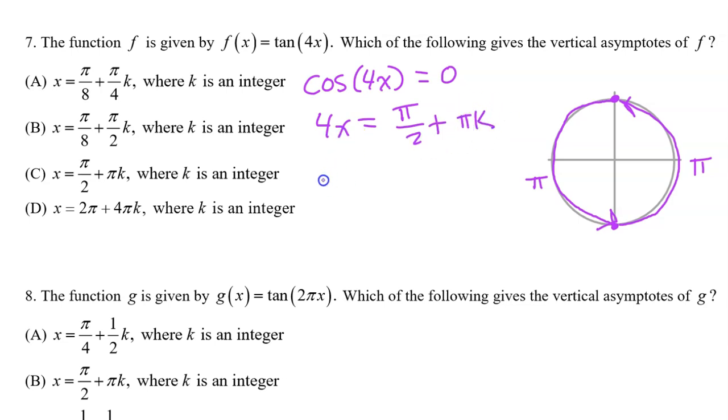Now we need to isolate the x by dividing everything by 4. Dividing 4x by 4 just leaves x. Pi over 2 divided by 4 is pi over 8. And then pi k over 4 is pi over 4k. So I'm just looking for that, and we see that the answer is A.